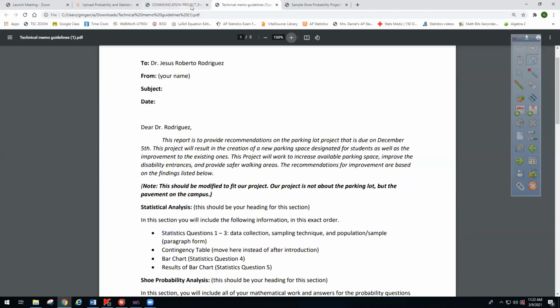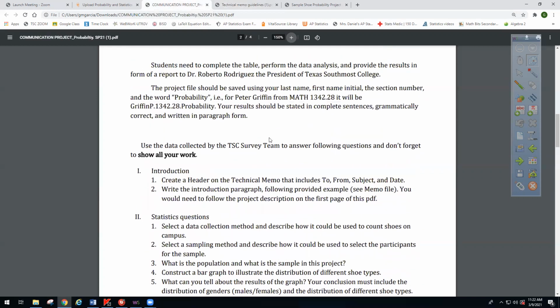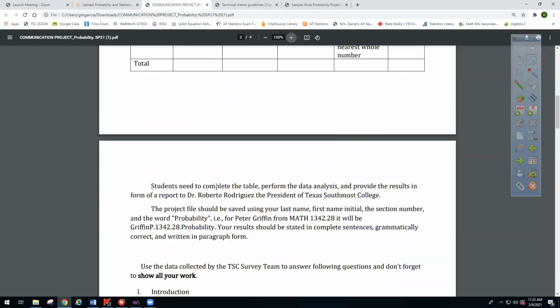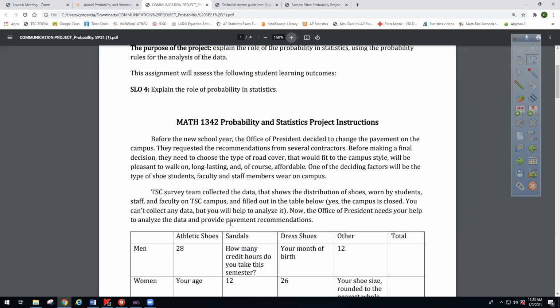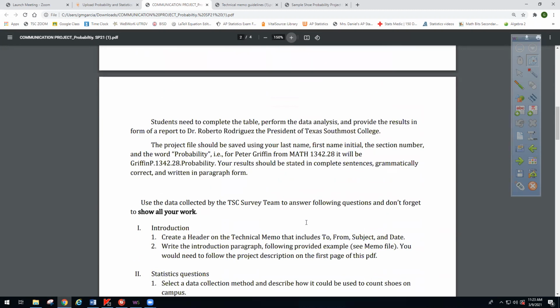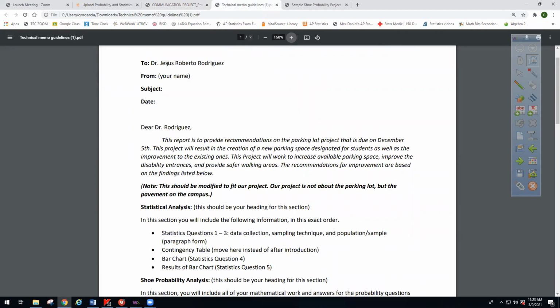Okay, I'm not too sure about the subject. Let me see here. Subject and date. Okay, good. Then the subject, I think the subject is pavement recommendations. Subject is not the subject that we're in class. It is, what is this memo about? It is the pavement recommendations. Okay. So again, we're going to go back to the technical memo here. So it's to Dr. Jesus Roberto Rodriguez, your full name, pavement recommendations, the date.